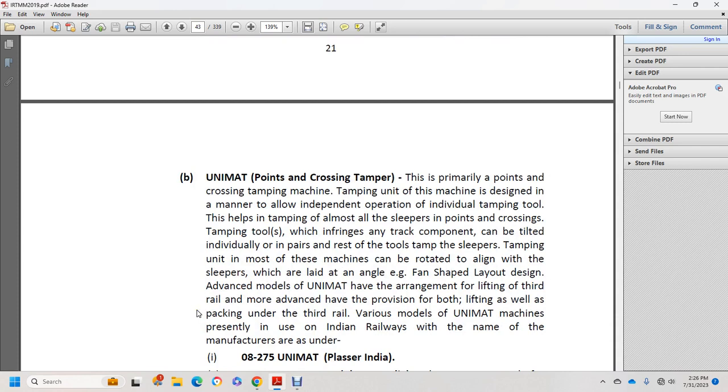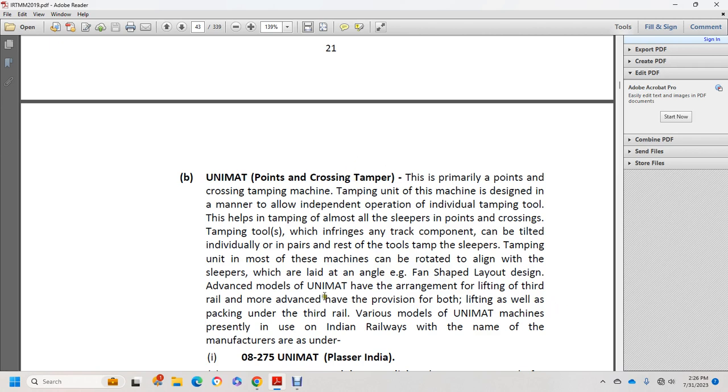Unimat: the points and crossing tamping machine. The tamping unit is designed for independent operation with individual tamping tools. With the help of the tamping tools, almost all of the sleepers from the point to the crossing can be tamped. A tool that would infringe with any track component can be tilted with an individual arm. The tamping units can be rotated to line up with sleepers that are laid at an angle in a fan-shaped layout. The design also provides advantages for lifting the third rail.